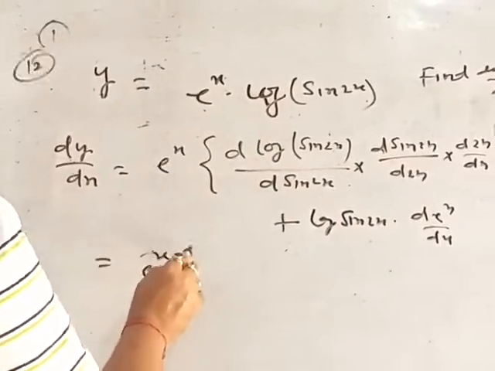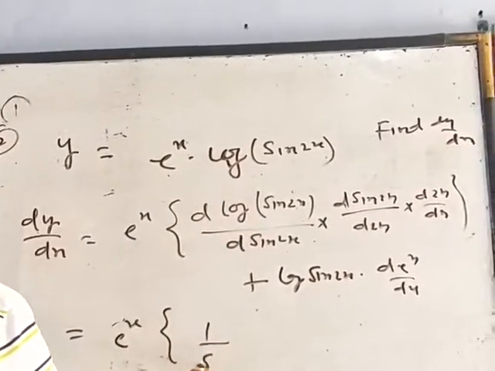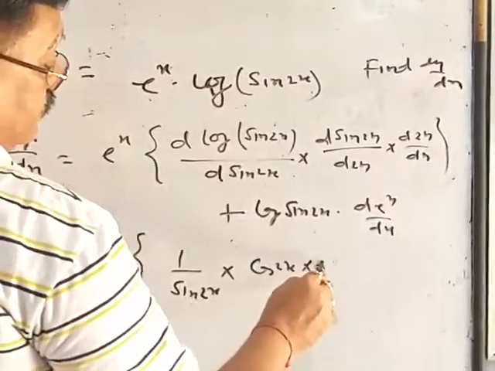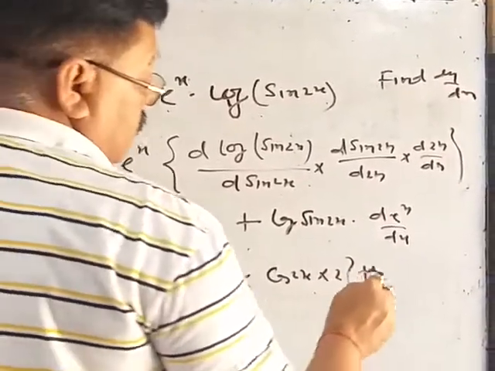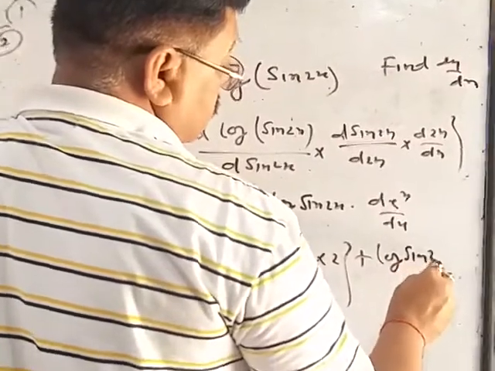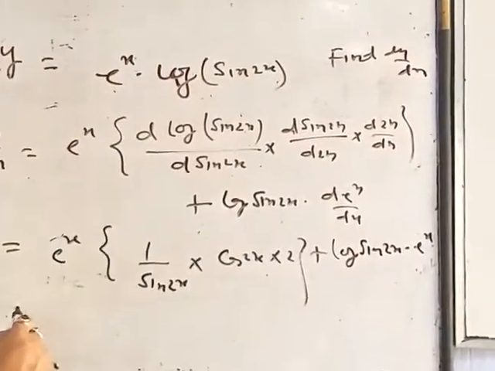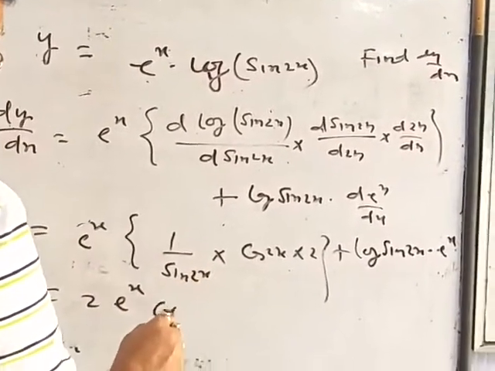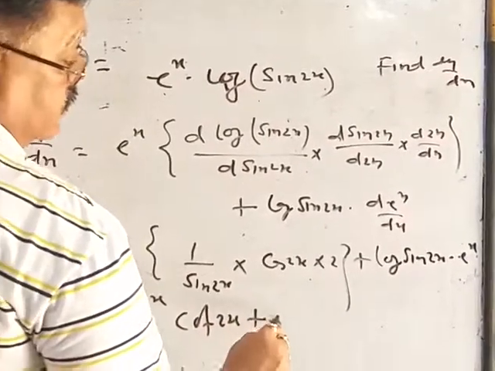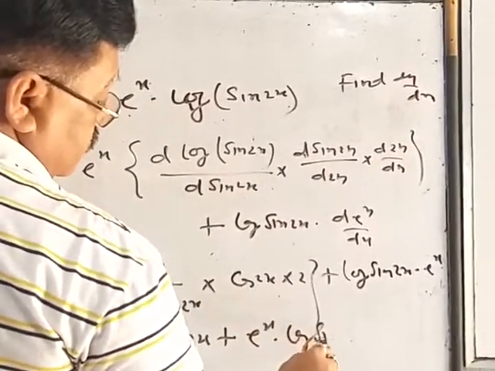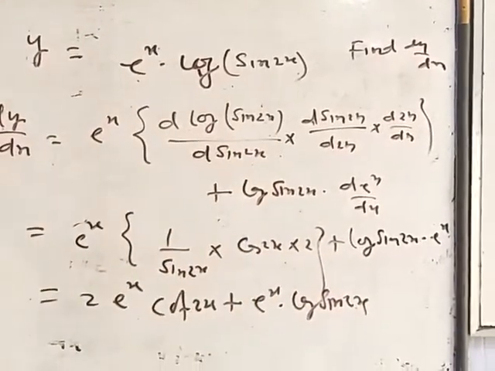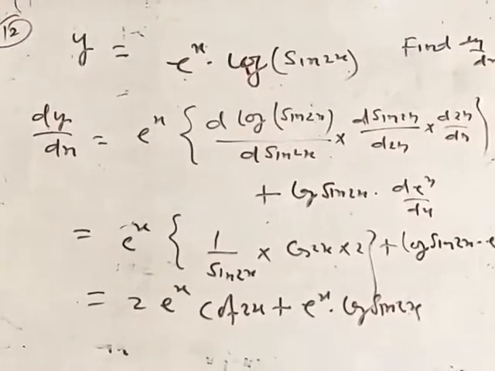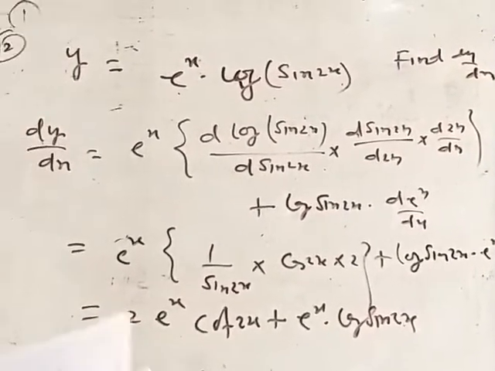So e power x log, now 1 by sin 2x, cos 2x into 2, plus log sin 2x e power x. So twice e power x cos by sin, cot 2x, plus e power x into log sin 2x. This is the way by which you can solve the problem related to chain rule. Now I am taking one difficult one.